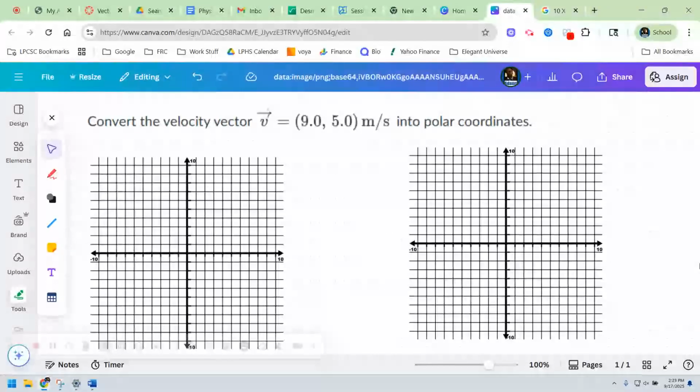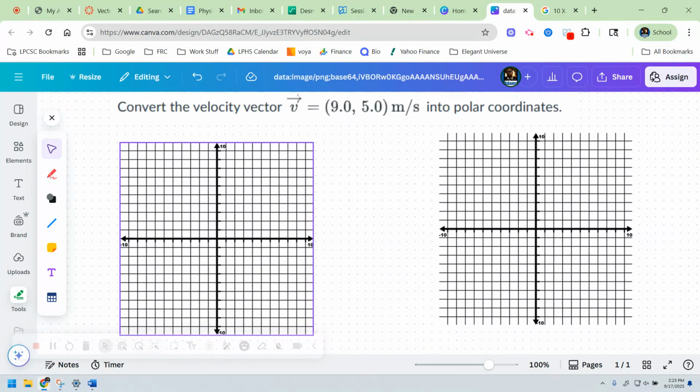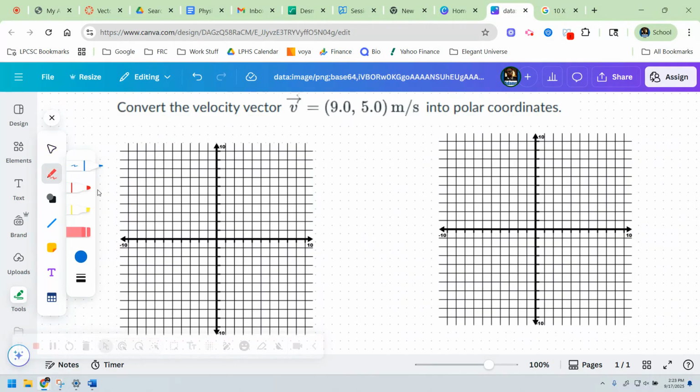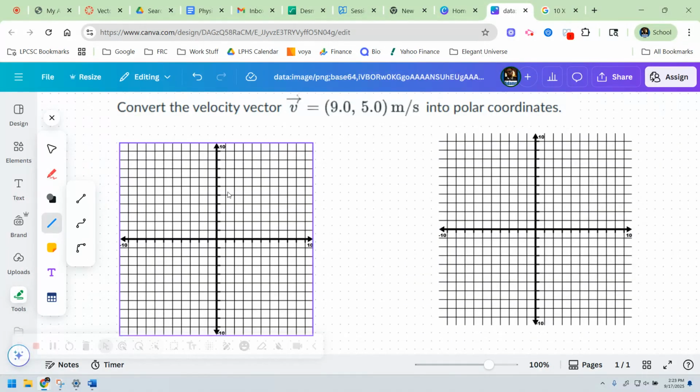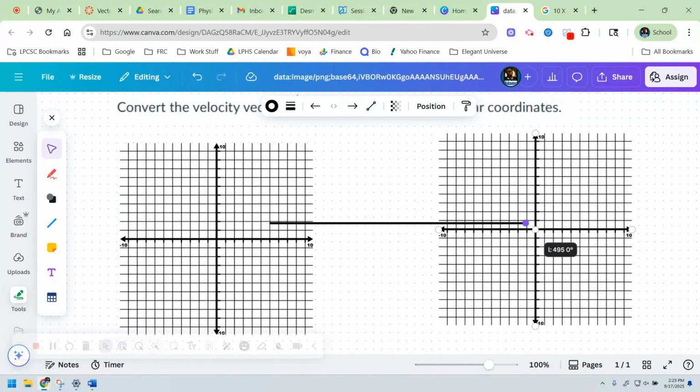All right, so for problem number 10 from your homework, it wants you to convert this into polar coordinates. And so let me explain what polar coordinates are, okay? So let's go over here, and I'm going to draw. Again, you don't have to sketch out the graph. I'm showing you the graph so you can see what I'm talking about, sort of.